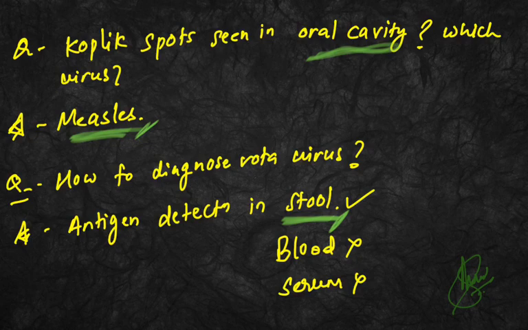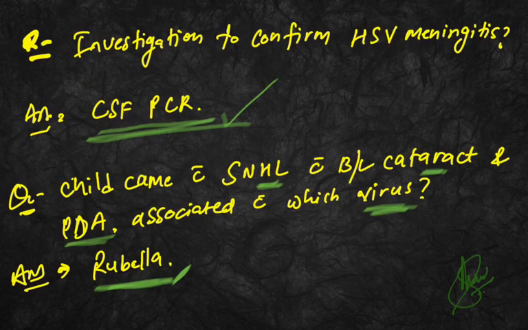Now, Koplik spots are seen in the oral cavity. This is very easy. They are seen in measles, no doubt. Now, how to differentiate rotavirus: antigen detection in stool, blood, or serum? So, in stool, antigen detection is done. So, you will be diagnosing rotavirus. Now, investigation to confirm HSV meningitis. So, PCR of CSF will be done. This is the investigation to confirm it.